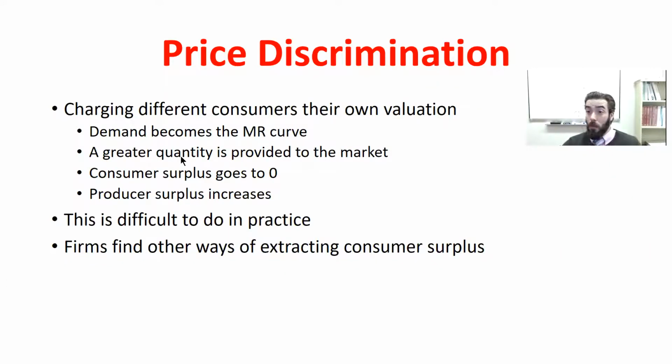However, we are able to sell more tickets, right, as a perfectly price discriminating monopolist. And all of surplus now becomes producer surplus. So we see an increase in producer surplus. Okay.